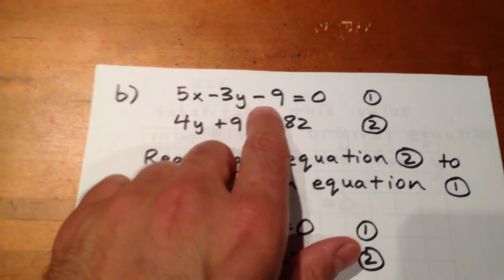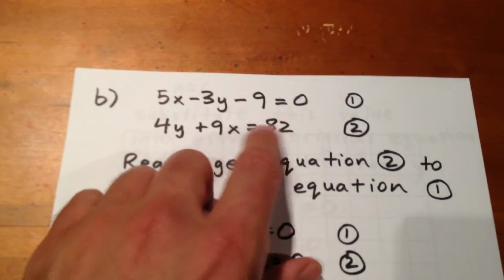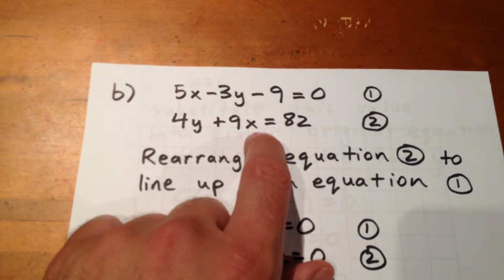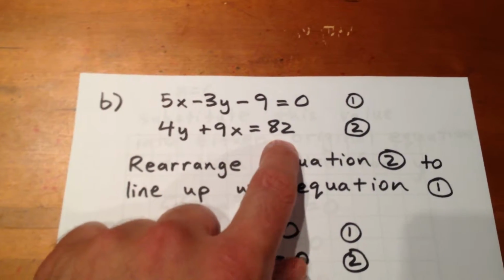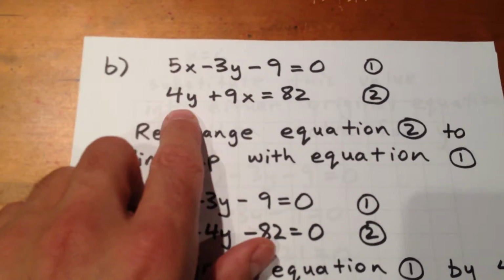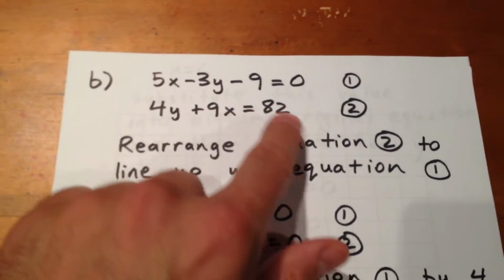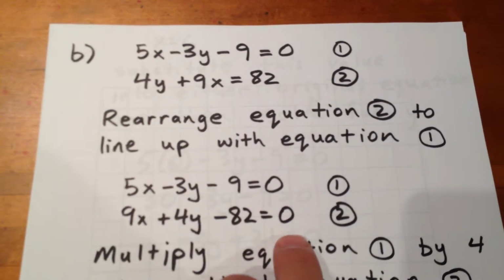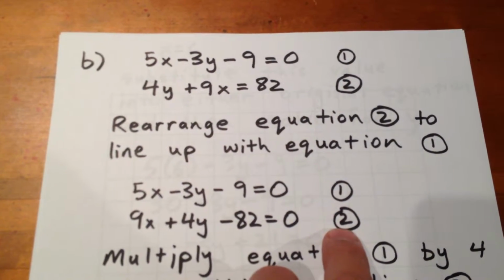And then I also notice that I have minus 9 on the left side and equals 0. For equation 2, though, I don't have any constant term to the left of the equal sign, and then I have 82 on the right. I'm going to rearrange that a little bit too to line it up. So rearranging this, I'll call it 9x plus 4y minus 82 equals 0. And I've now rearranged equation 2. I've left equation 1 the same.